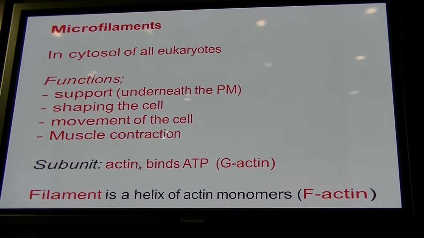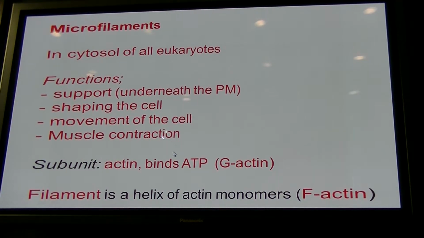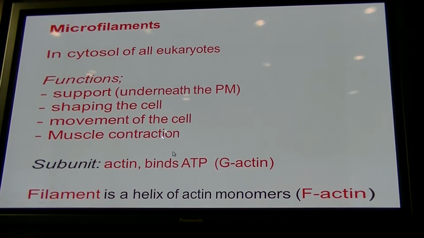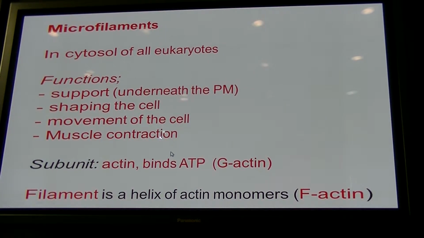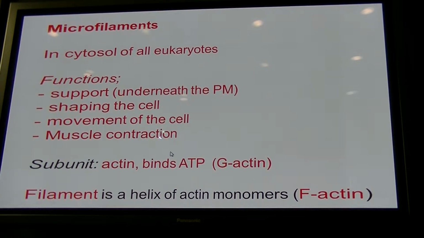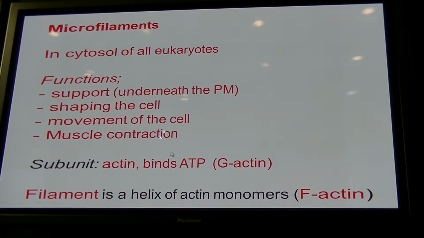Microfilaments are always made up of actin. Actin is a protein, and it's immensely conserved, meaning actin in us and in yeast is virtually the same protein. Very conserved protein. It's also quite abundant in our cells. It's one of the most abundant proteins in most eukaryotic cells.